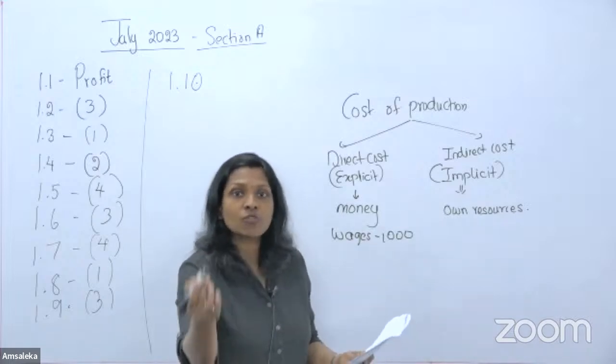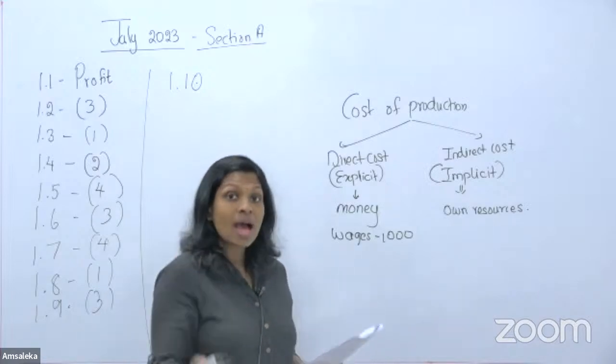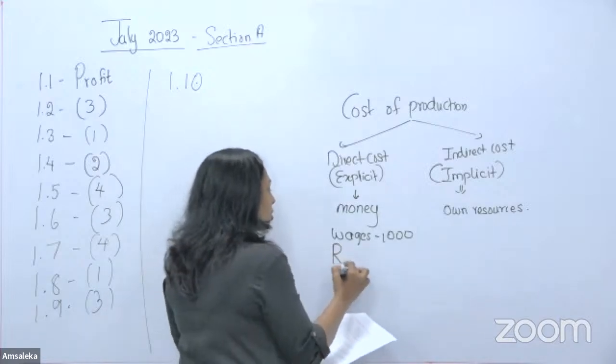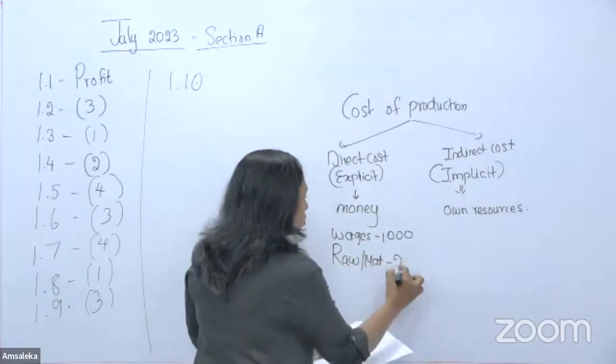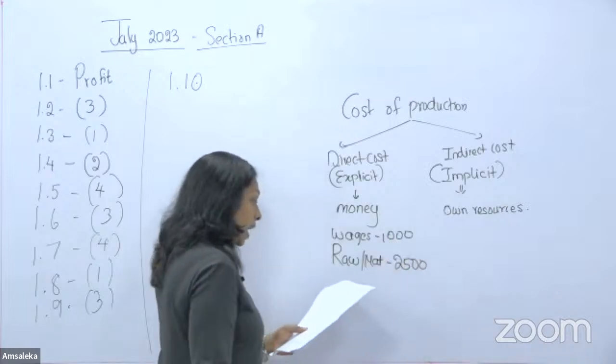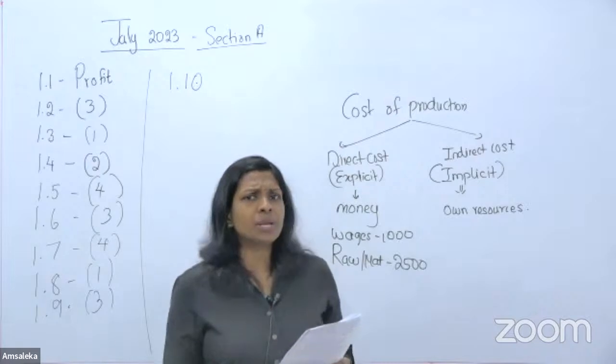Purchase of raw material. So when you purchase, when you acquire something, when you get something, you have to pay money, right? So purchase of raw material, how much? 2,500. Economic depreciation. So what is the meaning of depreciation?